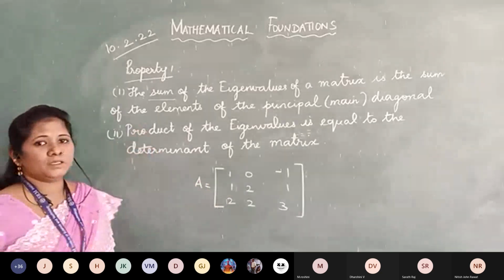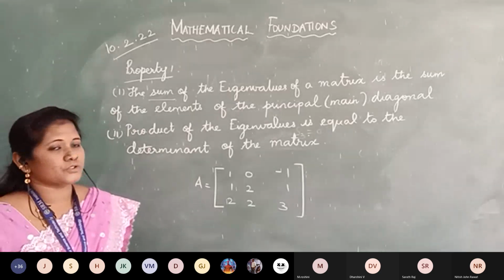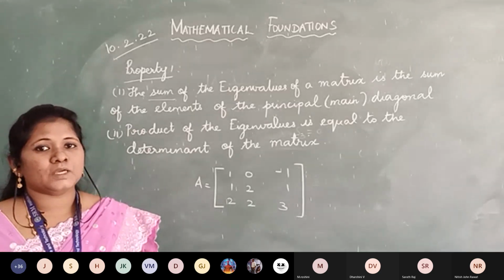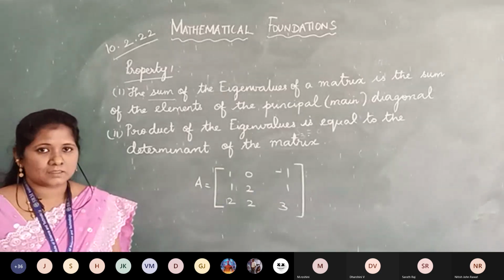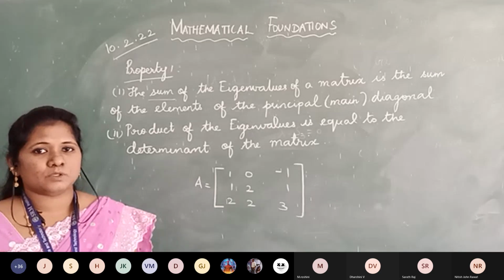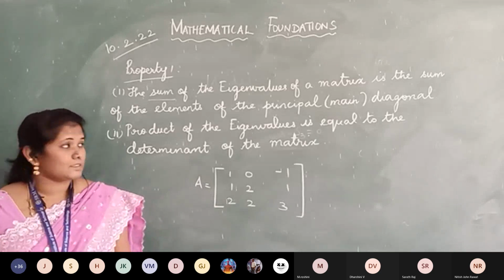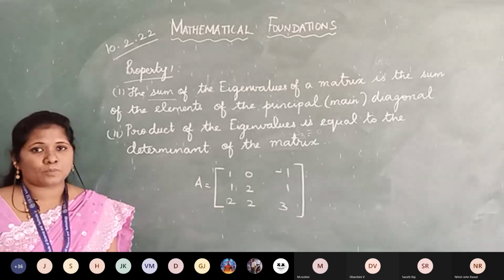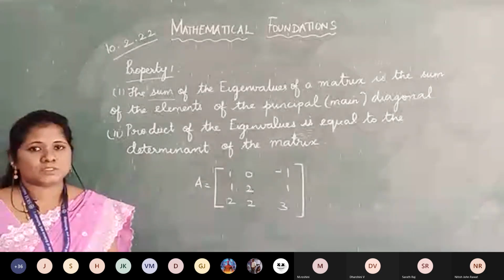Have you written the property? Write the property quickly. The property is: sum of the eigenvalues of a matrix is the sum of the elements of the main diagonal. And in the same property, you can write: product of the eigenvalues is equal to the determinant of the matrix. So these are the two subdivisions in the first property. Very, very important property. Many questions can be asked on this.